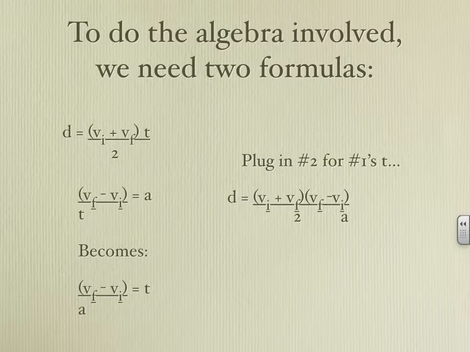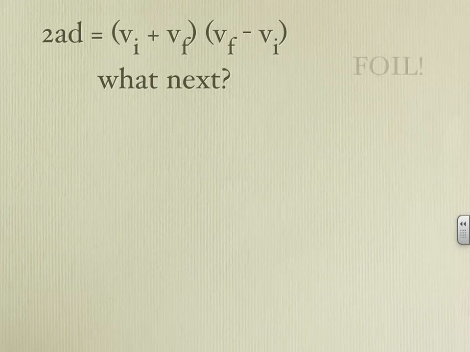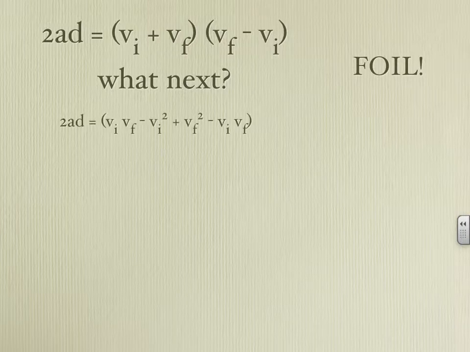Then we're going to say, okay, I'm going to move this 2 and the A up next to the D, and it's going to look like that. And then you're going to look at this and say, hey, this is like an algebra class where I had two binomials and I had to FOIL them. What does FOIL stand for? First, outer, inner, last. So first is going to be those two, VI, VF, and then outer is going to be VI and negative VI, giving me negative VI squared. Then inner is going to be VF times VF, which is VF squared, and then last is going to be negative VI times VF, which is negative VI, VF.